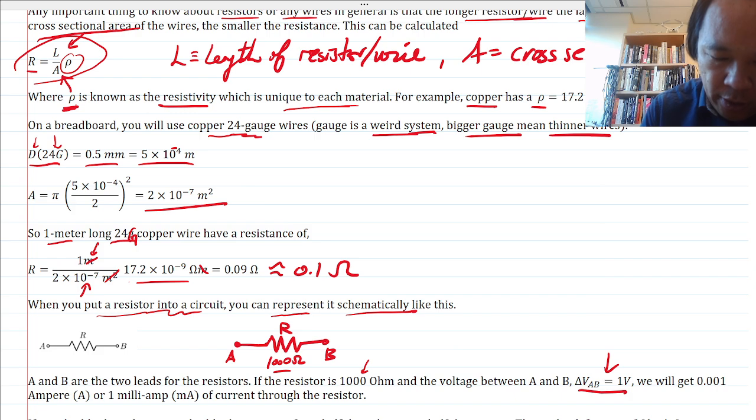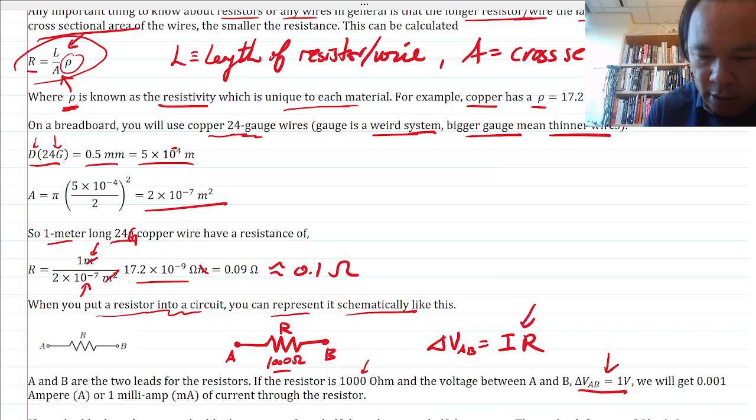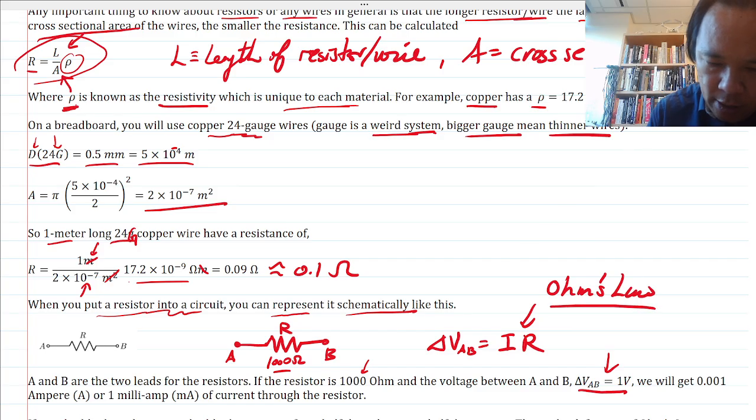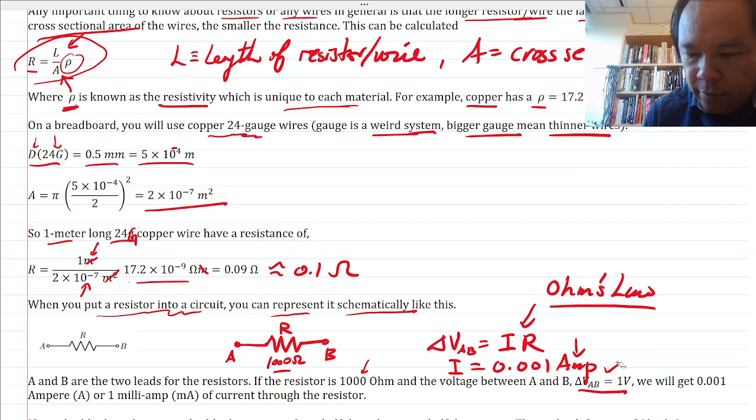The amount of current going through this obeys Ohm's law, so the difference in voltage between A and B is going to give you the current times the resistance value. This is exactly what Ohm's law is. So in this case, if you solve for the current, you're going to get that the current is 0.001 amp.